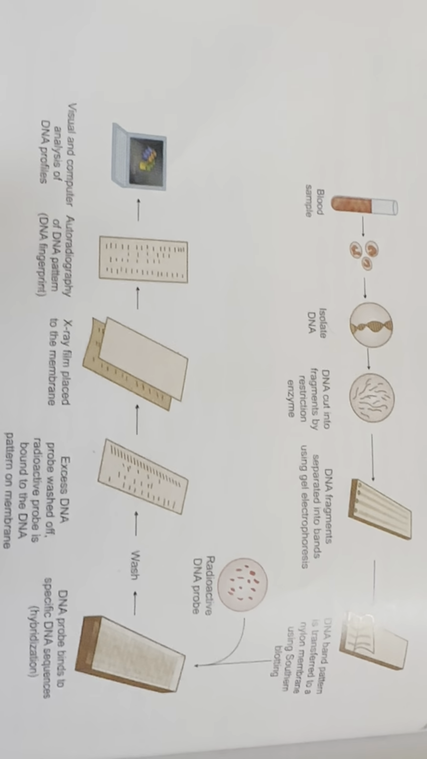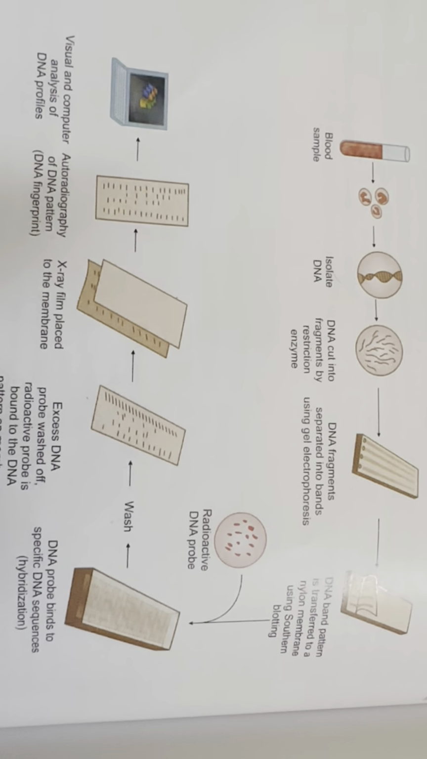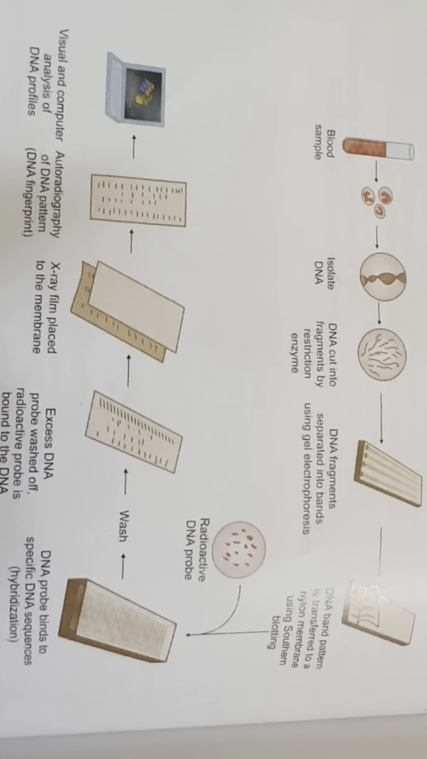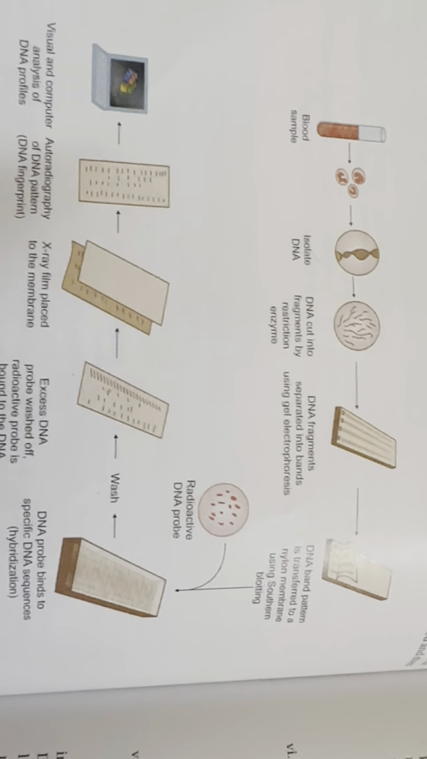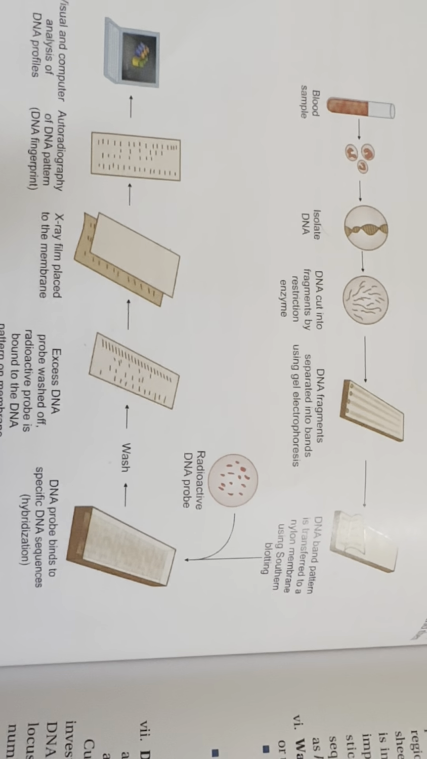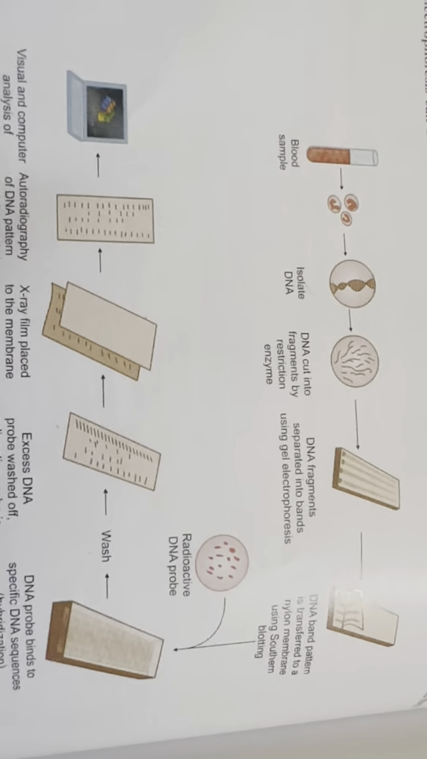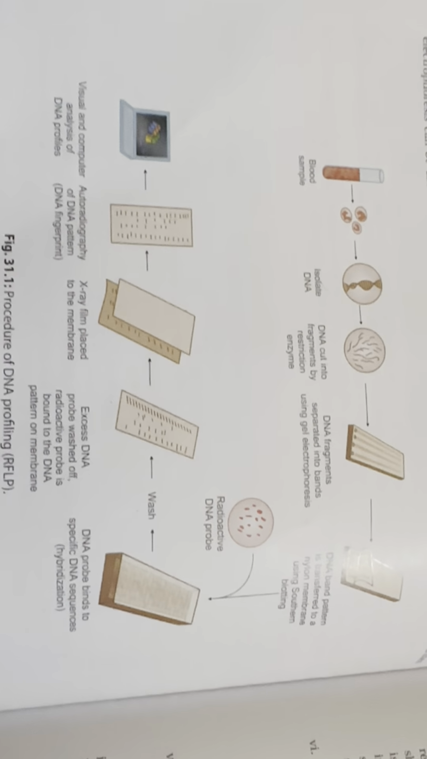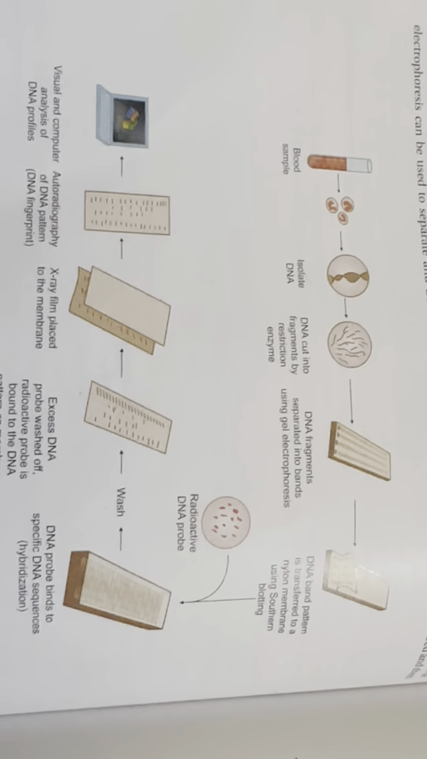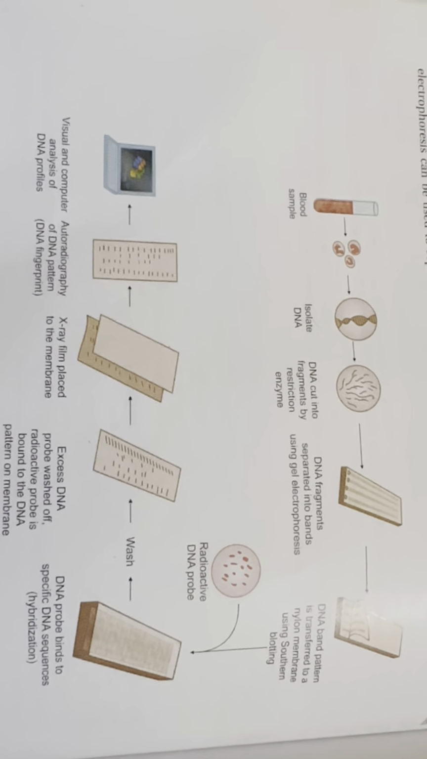So, to summarize: isolation and extraction of the DNA, cutting and sizing by using a restriction enzyme, sorting by gel electrophoresis, transfer of the DNA to nylon by Southern blotting, and hybridization by adding radioactive DNA probe, then DNA fingerprinting.